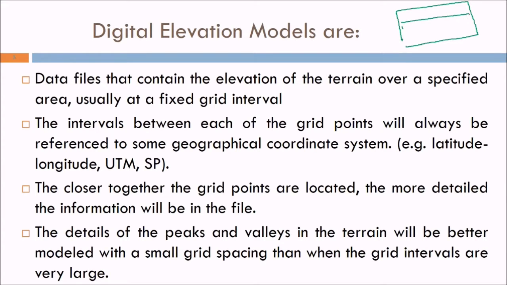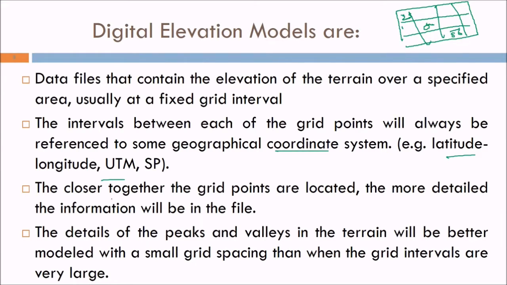So, digital elevation models are data files that contain the elevation of the terrain over a specified area, often at a fixed grid interval. For a fixed grid interval, you'll find values, say 29, 50, and 56. These are all elevation values in a regularly spaced grid. The interval between each of the grid points will always be in reference to some GCS, that is geographical coordinate system, which is say latitude, longitude, say UTM, or any other projection.